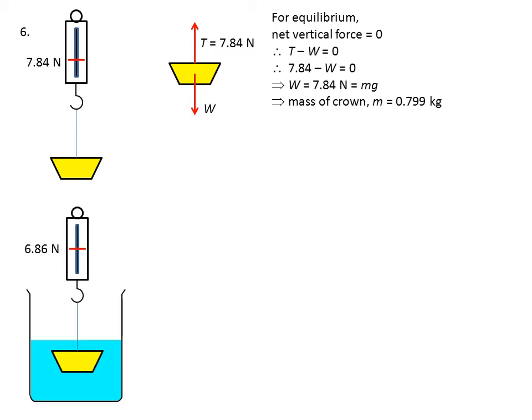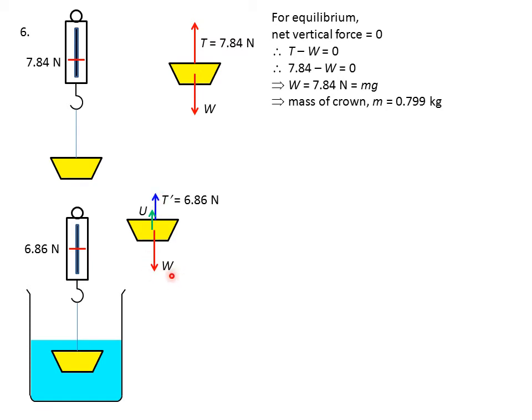Now we look at the second situation. In the second situation, the same setup is used, but now the crown is fully immersed in water. So you find that the reading of the balance decreases to 6.86 newtons. If you were to draw a free body diagram for the crown again, it will now look like this. So the forces on the crown will be these three forces.